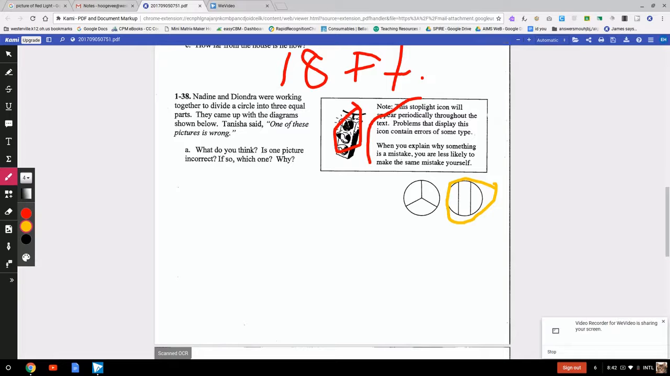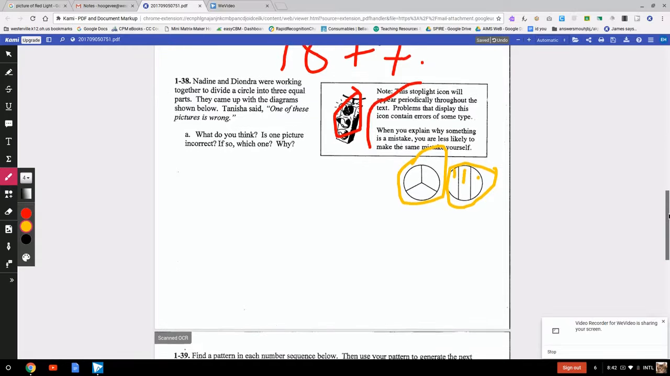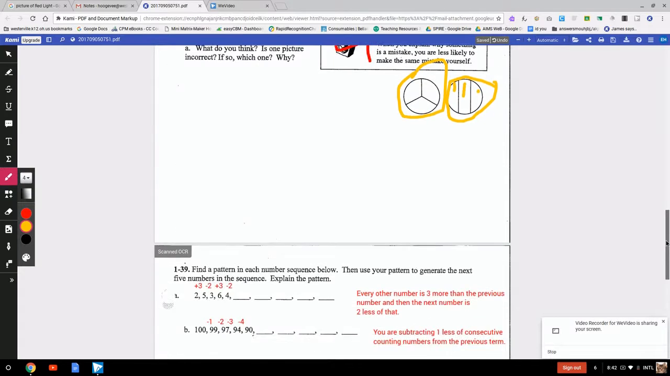So that's what you explain. Because if you look at the sides here, these are greater than the middle, as in this picture, we have 3 equal parts. So that was hopefully an easy one to look at. As long as you have something written there, you'll get credit.